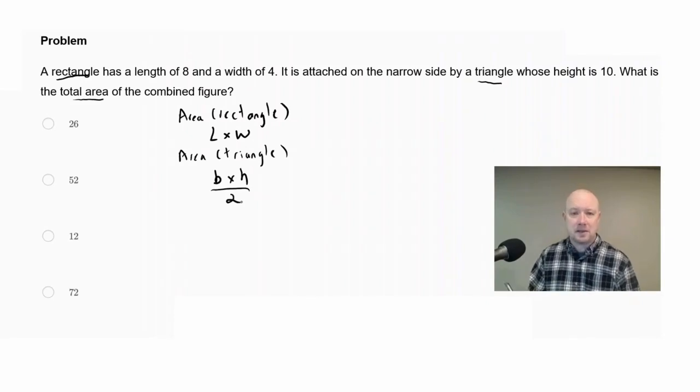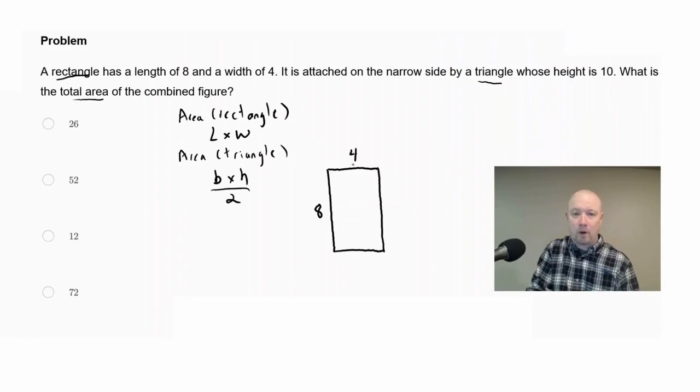So let's make a sketch of this. We have a rectangle that has a length of 8 and a width of 4. I'm just going to draw my rectangle here. We're not going to be to scale, but we're just going to make a sketch to see what's happening. We know that the area is length times width, so the area of this part would be 32 square units.